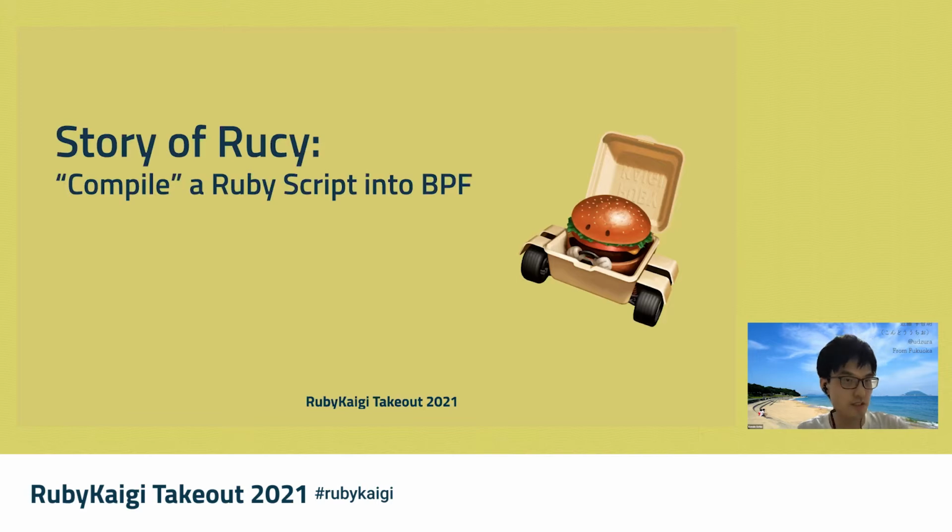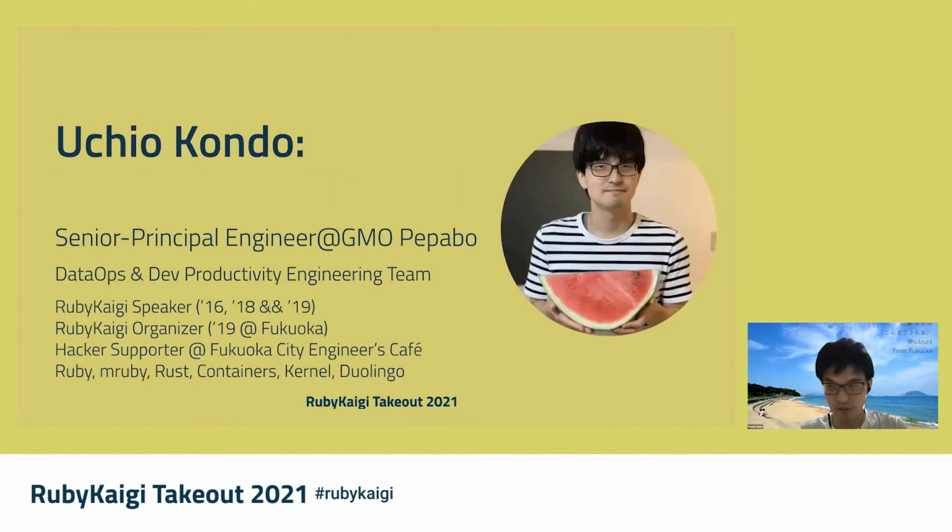I'm going to start the story of Rucy. First, I'm going to introduce myself. I am Kondo Uchio. I worked at GMO Pepabo and live in Fukuoka. I was a RubyKaigi organizer in 2019. I like Ruby, mruby, Rust, and Duolingo.